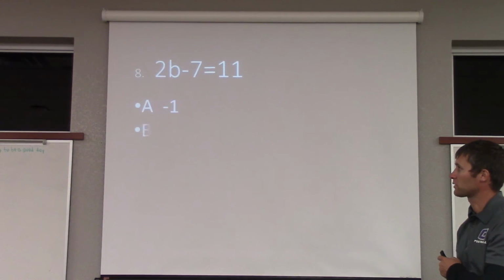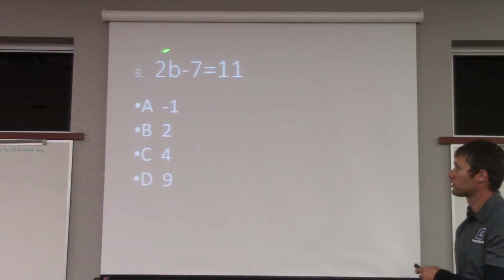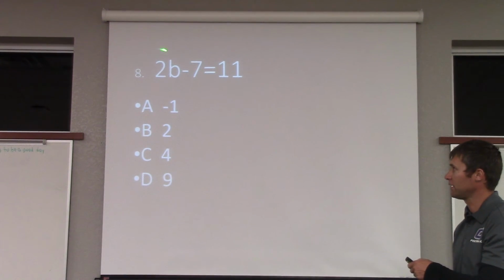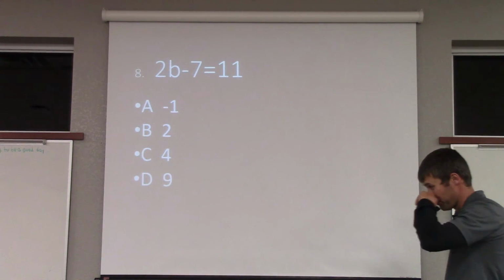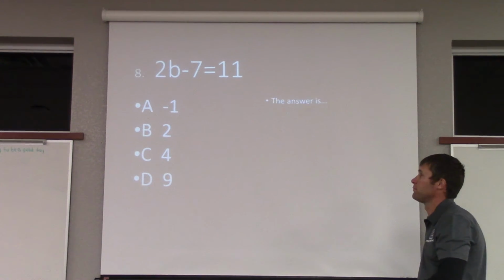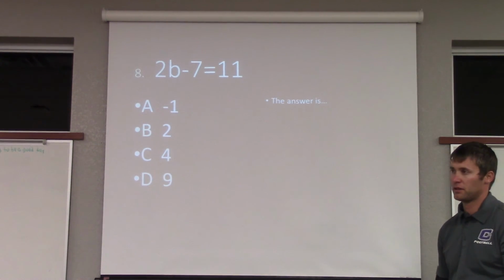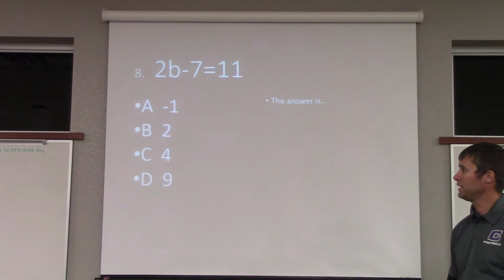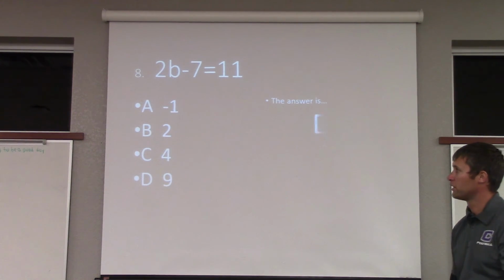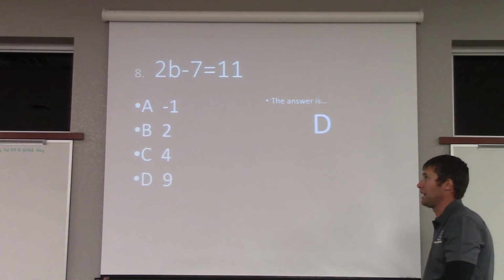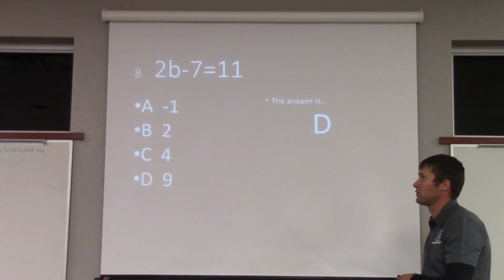Go ahead, we'll do the next one. Again, solve for B, isolate this variable B. So think about, how do you get rid of 7? How do you get rid of 2? Take your time. Stop if need be. And your answer should be D, 9. Add 7, divide by 2.